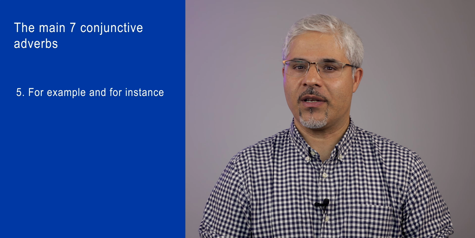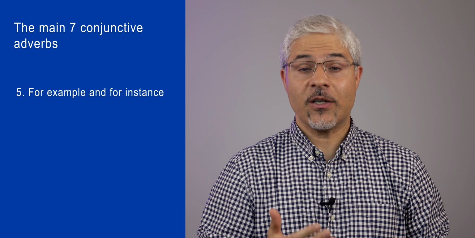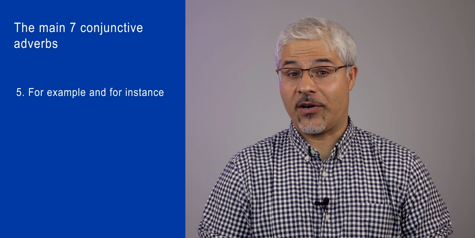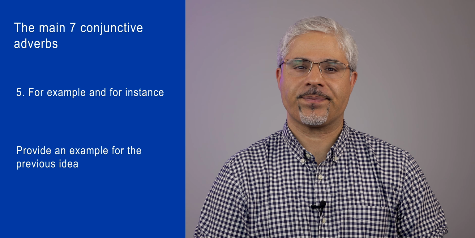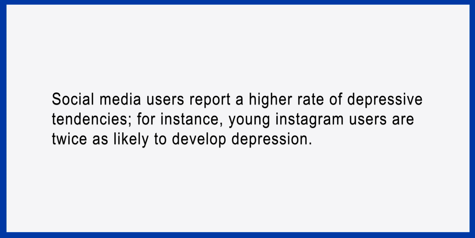The fifth category of conjunctive adverbs includes for example and for instance. These conjunctive adverbs are used to provide an example for the previous idea. Social media users report a higher rate of depressive tendencies; for instance, young Instagram users are twice as likely to develop depression.